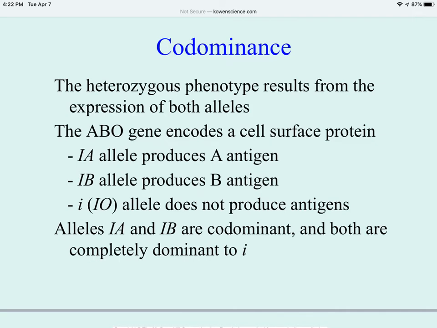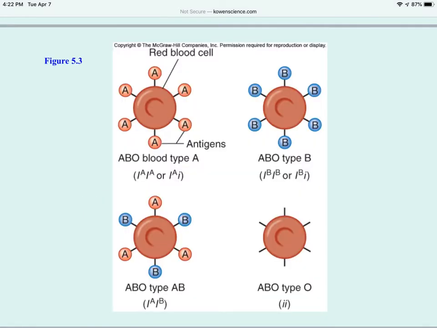The blood type is also called codominance. Besides being called multiple allele, it's also called codominance. This right here would be your AA blood. This would be your AO. Here you have BB, BO. You have your AB blood, and then your O blood.